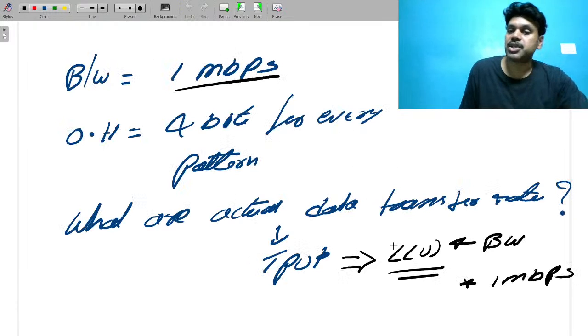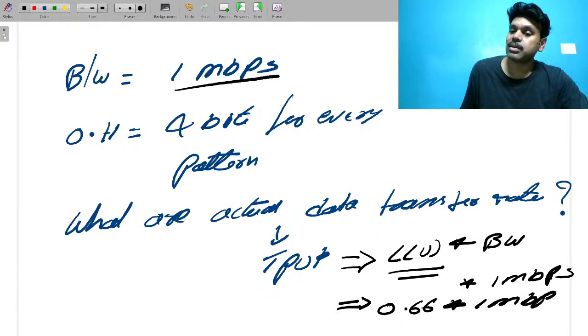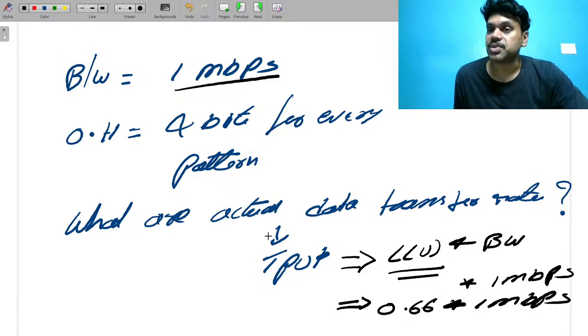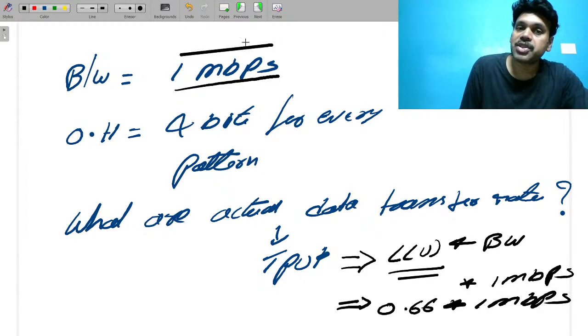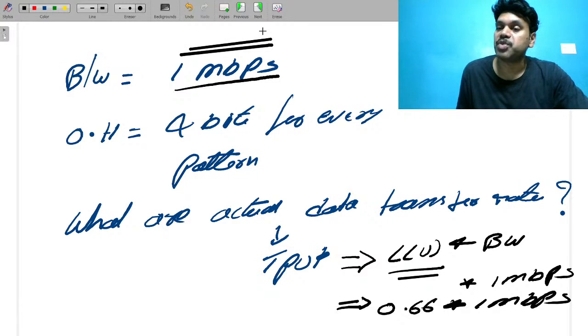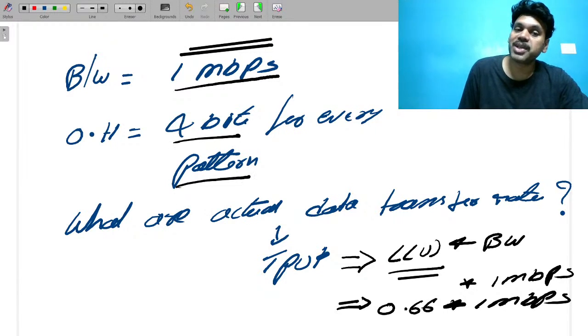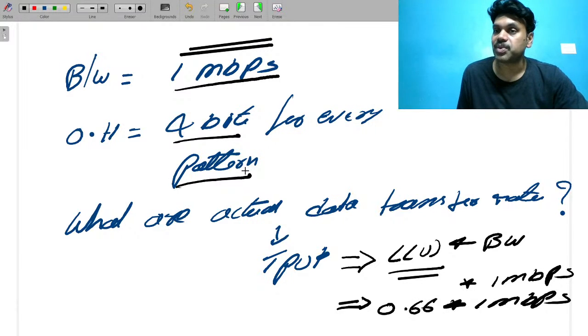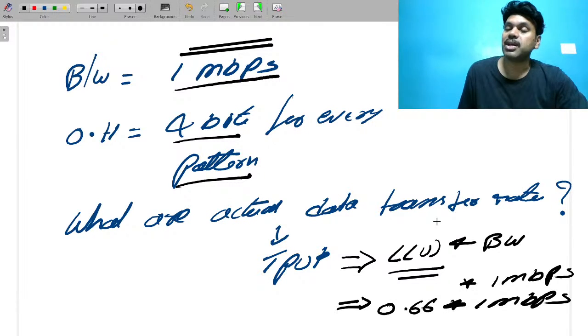Now you apply 0.66 here. So your capacity is slightly 50% and you multiply with your bandwidth. So your throughput is reduced. My capacity is more, but I am unable to send the full capacity because you are also transmitting extra bits along with it. This is the problem. With asynchronous, your throughput is going to be reduced.